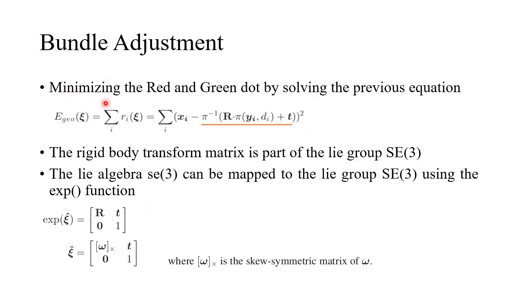We want to minimize the error between the red and green dot, like I said in the previous slide, by solving this equation. But first, we have to know that the rigid body transform matrix is part of the Lie group SE3, which is this one. The Lie algebra se3, with small s and small e, can be mapped to the Lie group SE3 using the exponent function. So that's why from this you can get this, which is the Lie algebra of C, which is this. W omega is the skew symmetric matrix of omega.